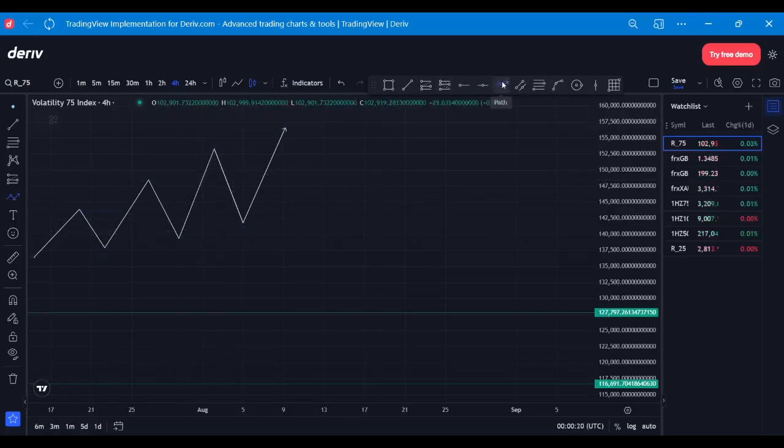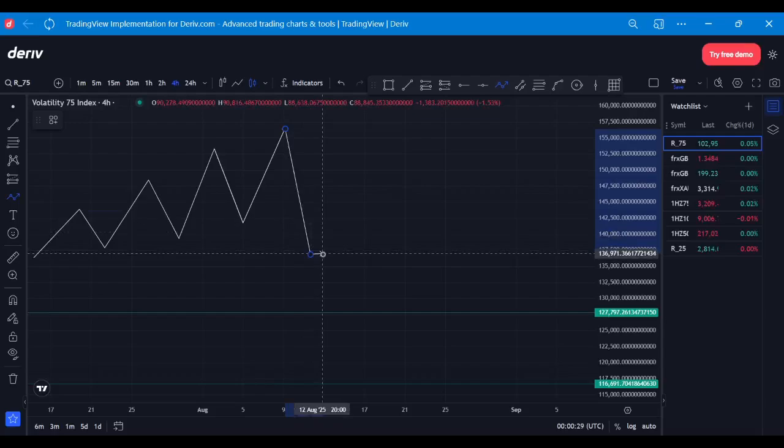Then we have, let's say now, instead of breaking this structure, it now breaks the structure to the downside. So this break of structure now, we call it a change of character. You get? That's why I say some people have different ways of calling it. Some use change of character while others still use break of structure. But in real sense, change of character is a type of break of structure, right? So now that I violated this demand, what should we be expecting? We should be expecting a bearish market now. How? By respecting supply.